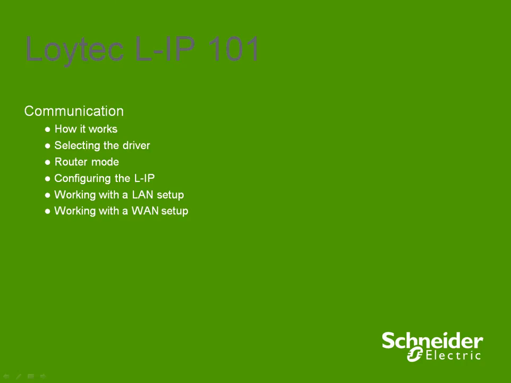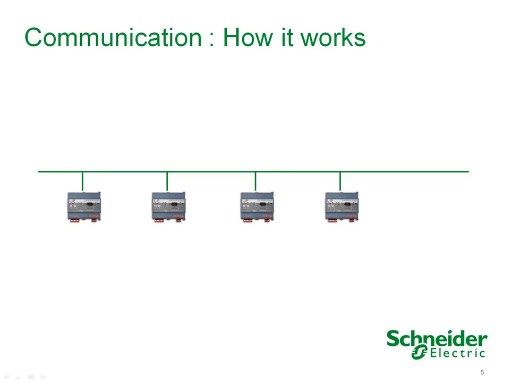So first off, in communication: how it works, selecting the driver, router mode, configuring the L IP, and working with an L IP in a LAN and a WAN environment. An L IP network normally consists of 2 or more L IPs, each having 1 or more physical LAN ports. If only one LAN over IP unit is required, the better option will normally be to use the NIC IP, unless future expansions are planned.